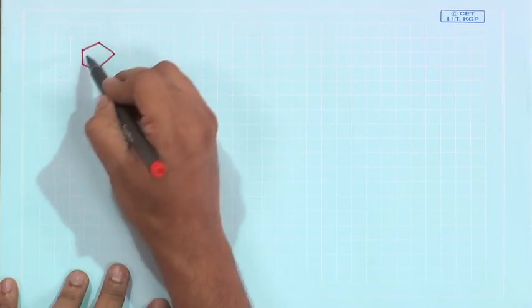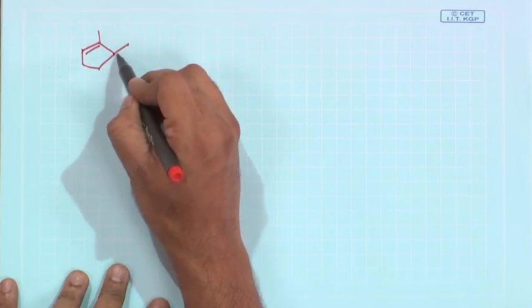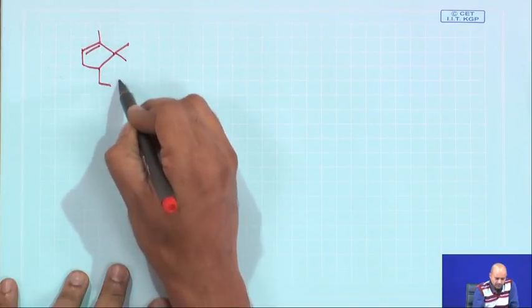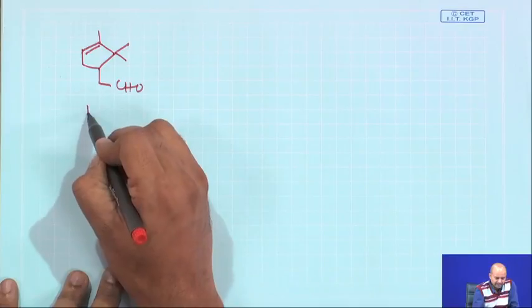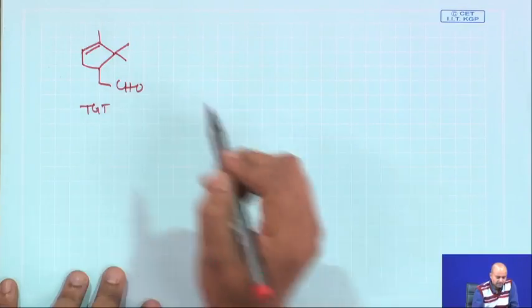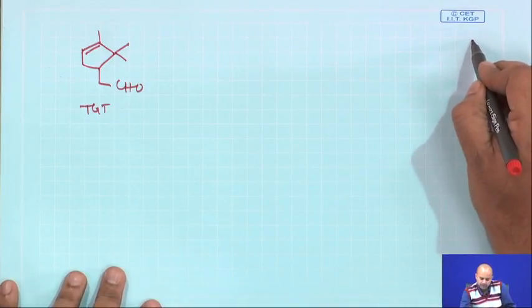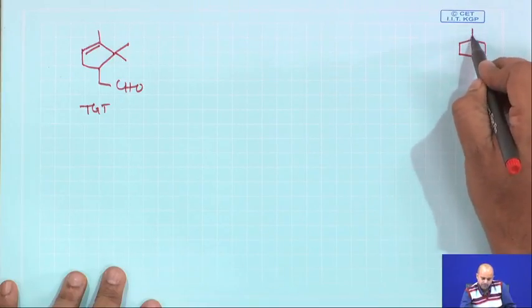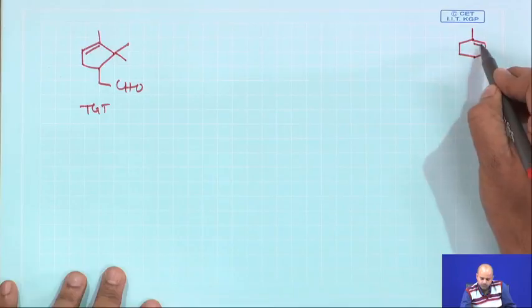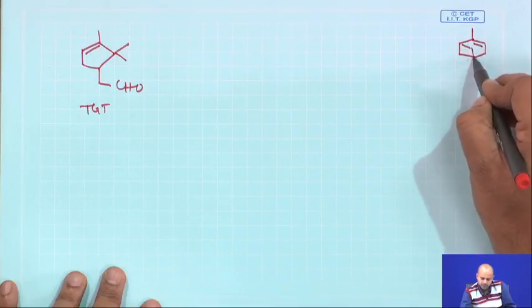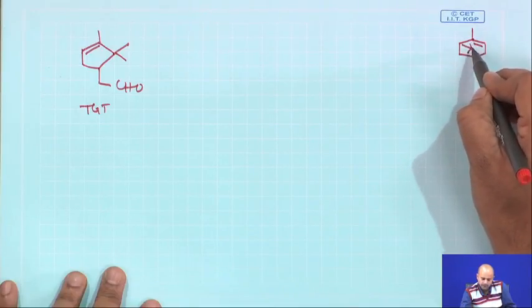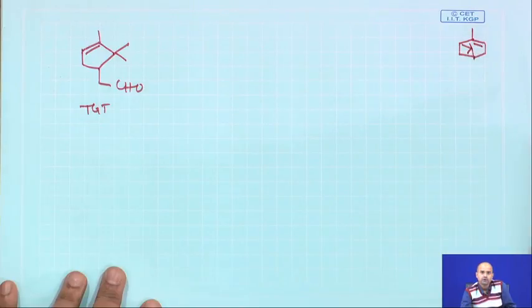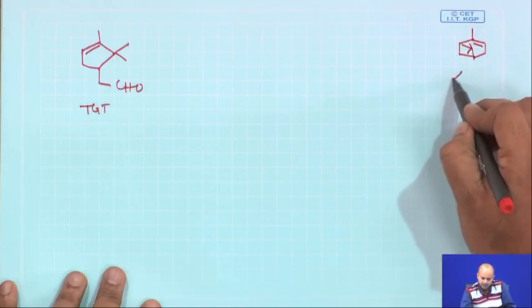whose structure is a 5-member based aldehyde target. The starting material I am keeping at the extreme right hand side. The starting material is also given to you. The starting material is basically named alpha pinene. There are 2 methyls here in between. Its name is alpha pinene.